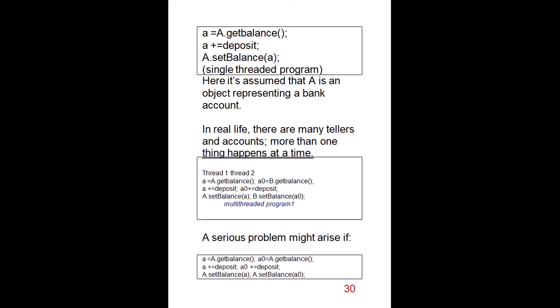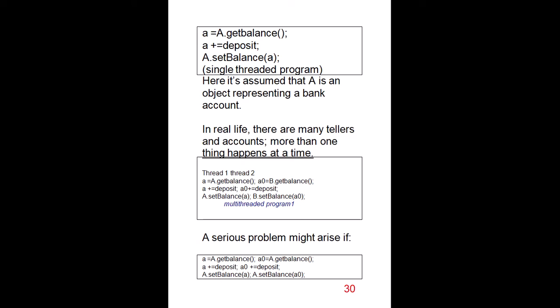A is assigned the value of getBalance, where getBalance is a method of an object representing a client's particular bank account. Then A is increased by adding a deposit, and then we use a method such as setBalance on the object to correctly reflect the change in the balance. So it's assumed that the object represents a bank account.